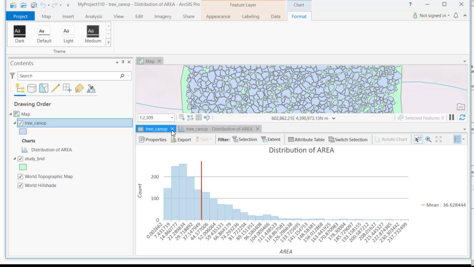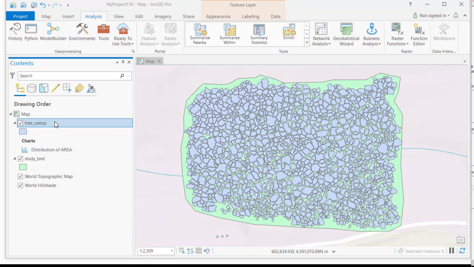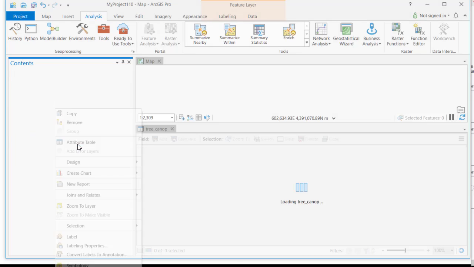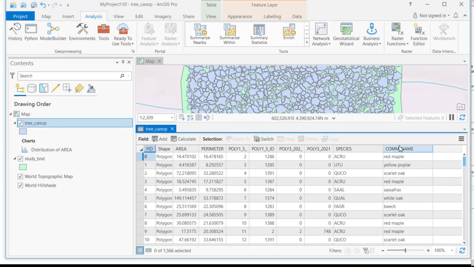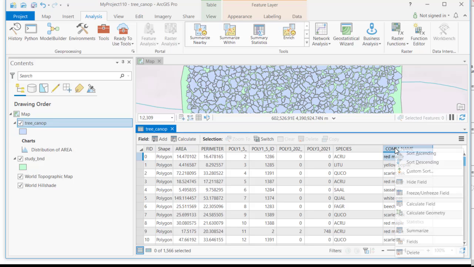As well as we can look at information regarding these attributes for the different species types. These are the common names. This is the species name, and this is the common name we can look at. So we can do statistics also on these common names. We can also summarize this information.